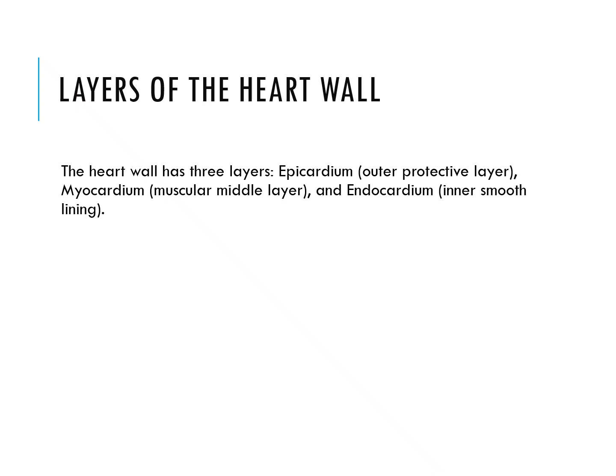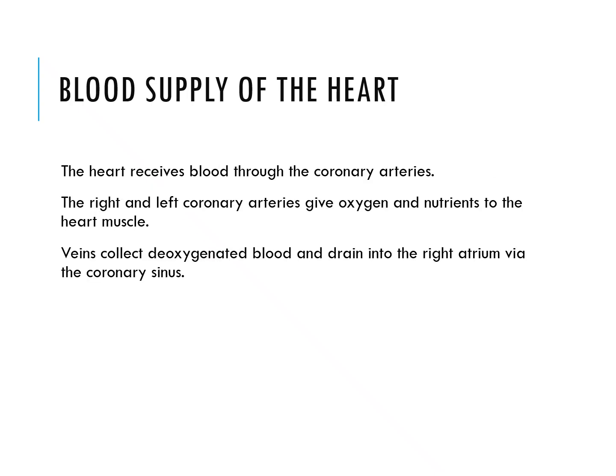Now let's go to the next slide and discuss the blood supply to the heart. The heart has its own blood supply provided by the coronary circulation. The right and left coronary arteries, which branch from the base of the aorta, supply oxygen-rich blood to the heart muscle. The right coronary supplies the right atrium and ventricle, while the left coronary artery divides into the circumflex and the left anterior descending branches to supply the left side of the heart. Deoxygenated blood from the heart muscle drains into the coronary sinus, which opens into the right atrium.